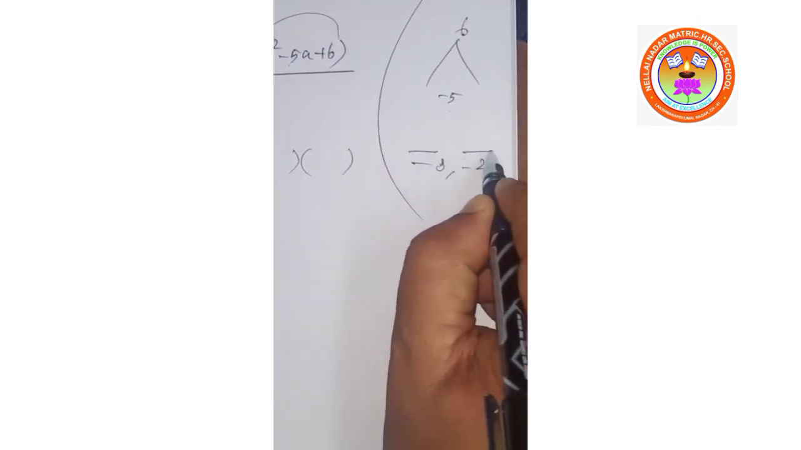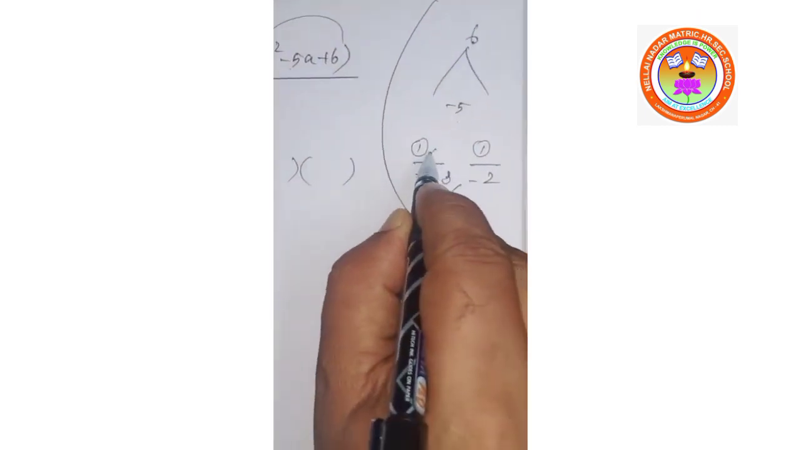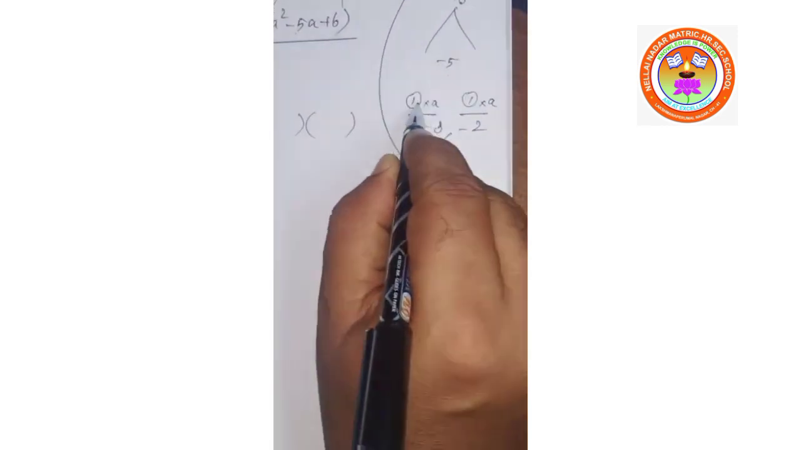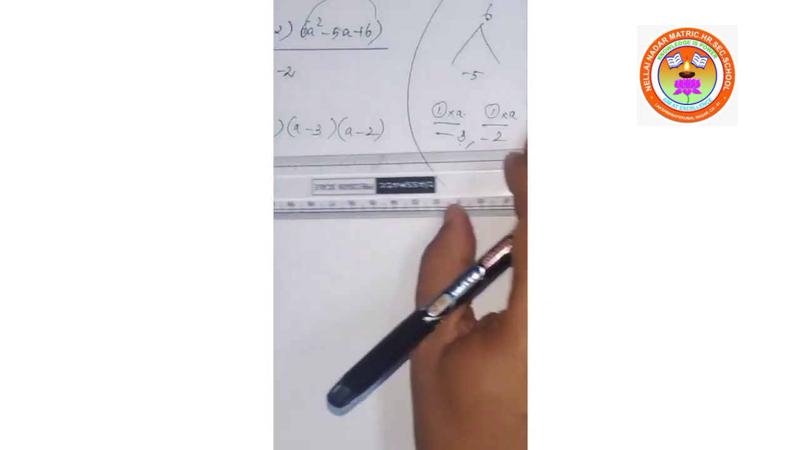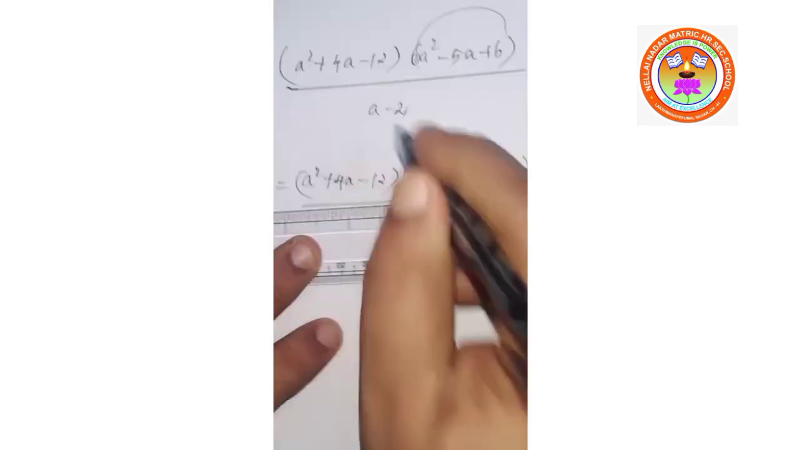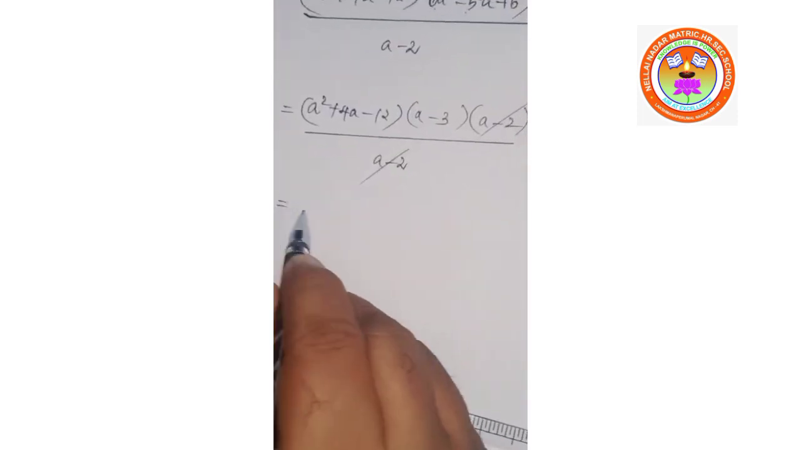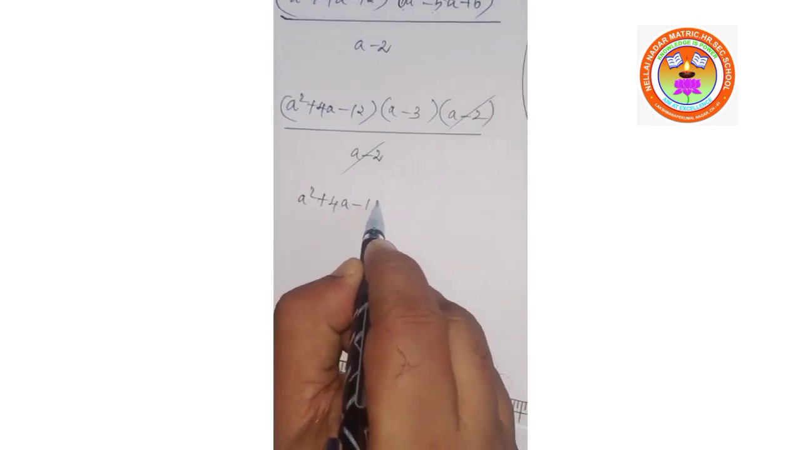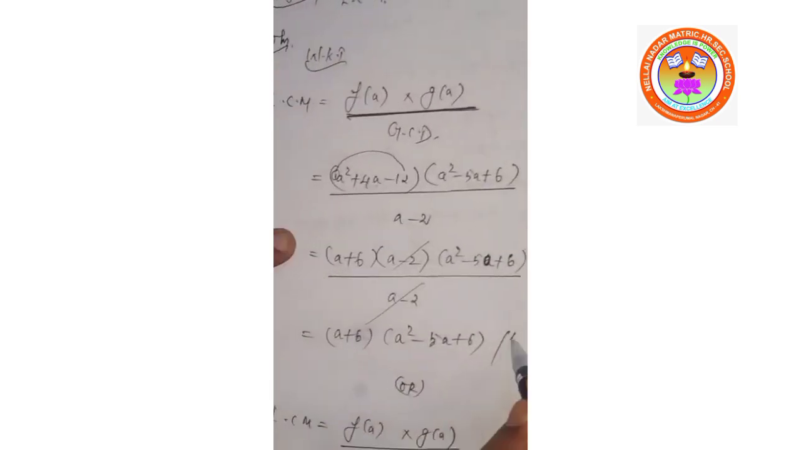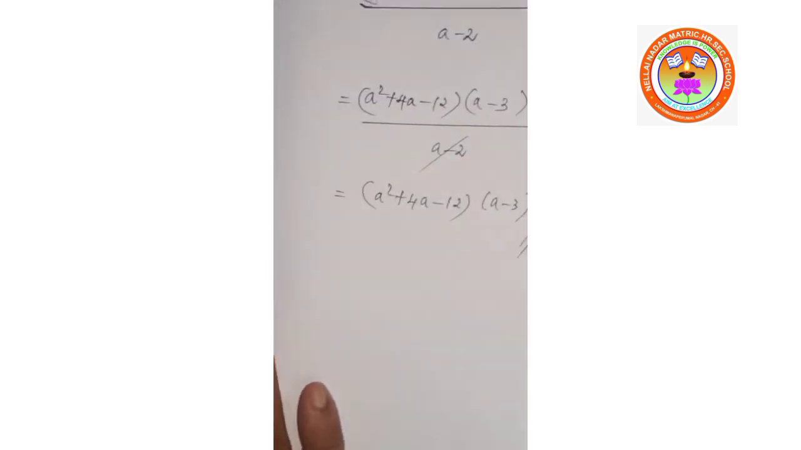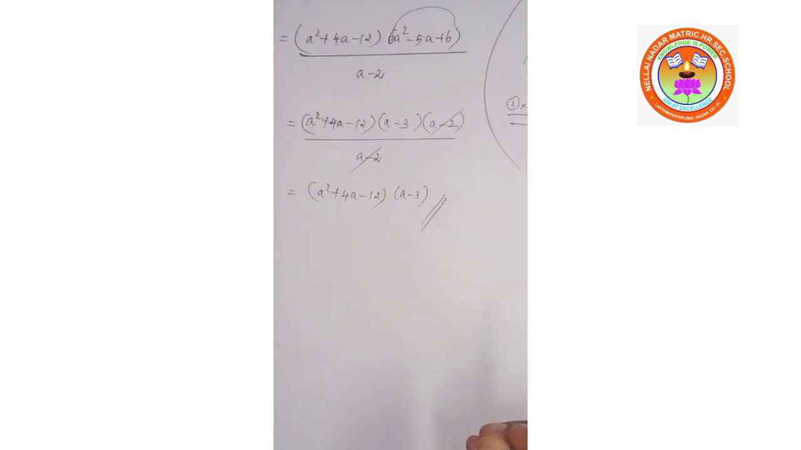Since we need the linear factors, consider the coefficient of a squared and write in numerator 1, 1. You just put into a. Write 1 into (a minus 3), 1 into (a minus 2), and the whole divided by (a minus 2). Look at that. A minus 2 get cancelled. So (a squared plus 4a minus 12) into (a minus 3). Both the answers are correct. You can take any one of them, right? So question number 2, subdivision 1 is over. Then I'll be teaching question number 2, subdivision number 2 in the next video.